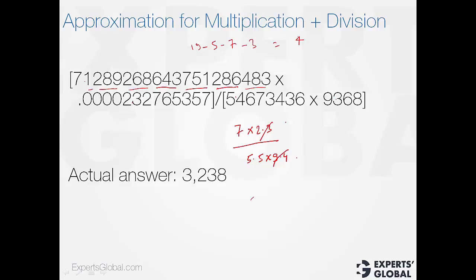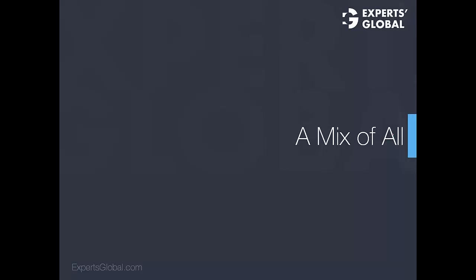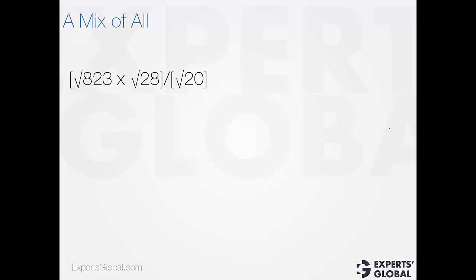So this is approximately 7 upon 22. I know that's the value of pi. That's 3.14 into 10 raised to power 4. So 3140 is what I want. 3238 is the real value. So very, very close. A mix of all, really inhuman. Okay, not very inhuman. However, we will solve this value.